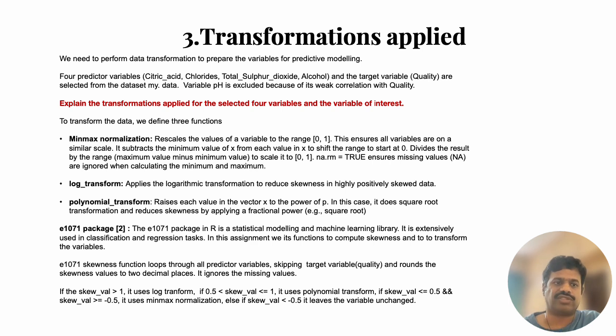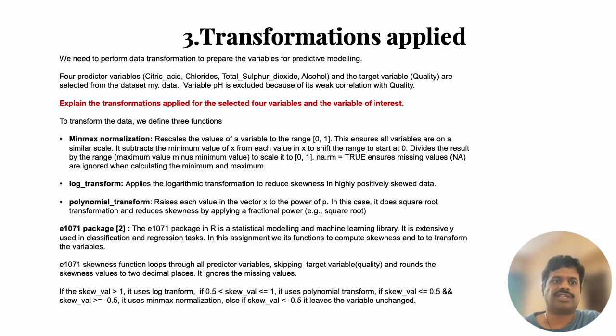For example, if the skewness value is greater than 1, we apply log transform. If it is between 0.5 and less than or equal to 1, we use polynomial transformation. If the value is less than or equal to 0.5 and greater than or equal to minus 0.5, we use min max normalization. Else we don't do any kind of transformation. We leave the variable unchanged.